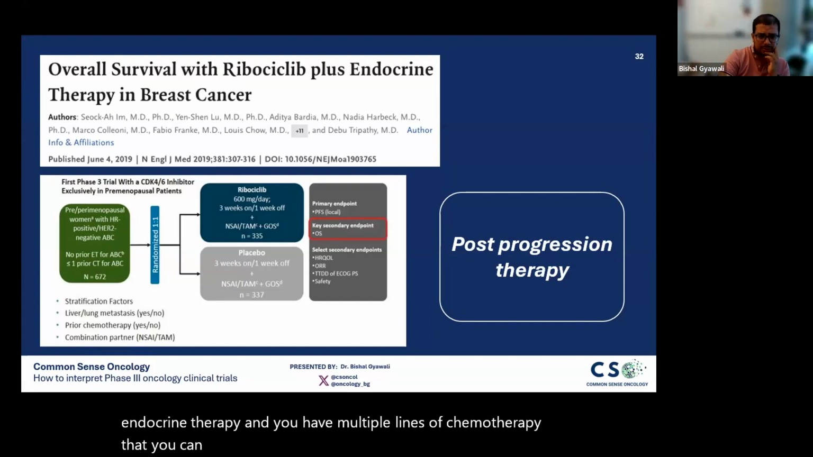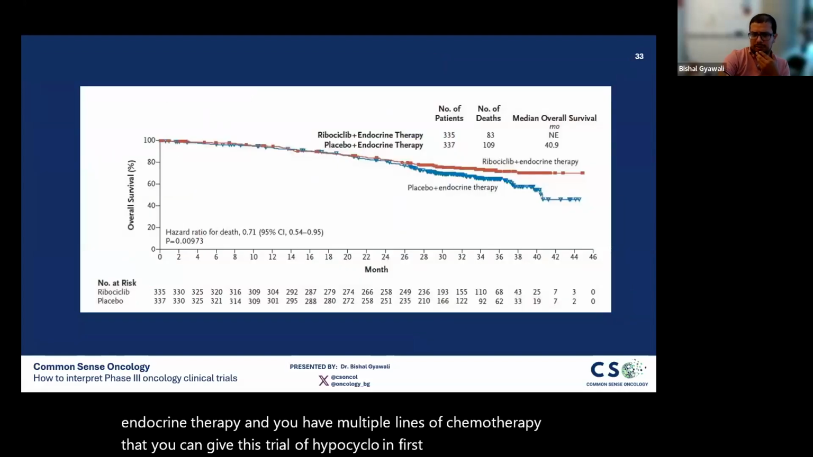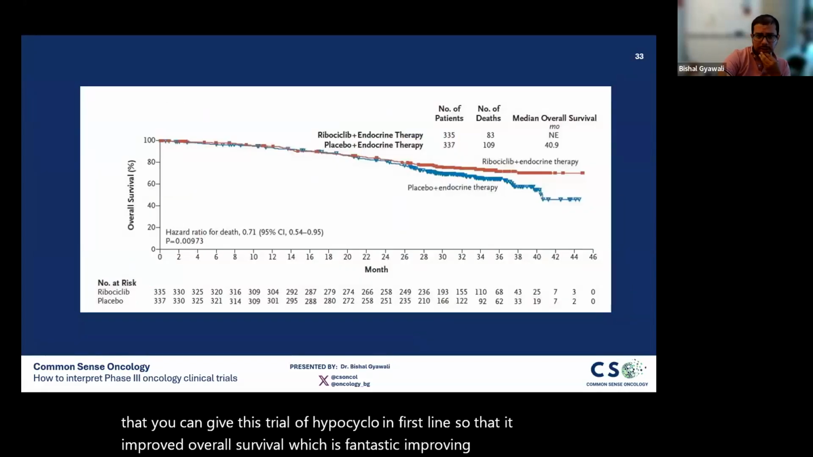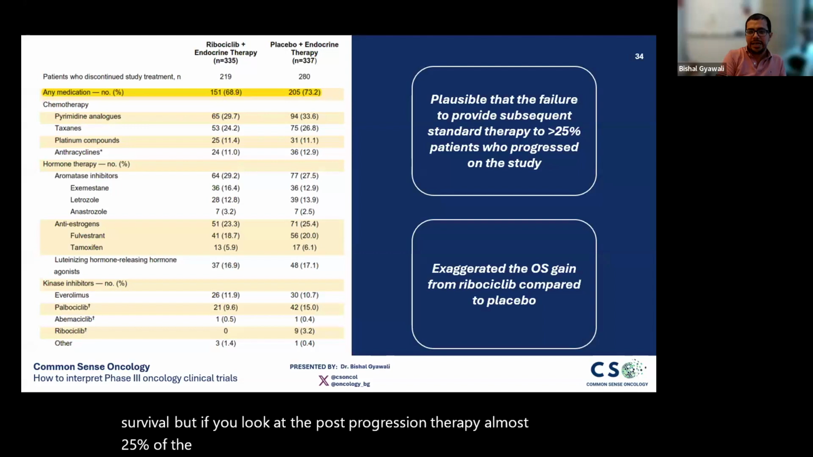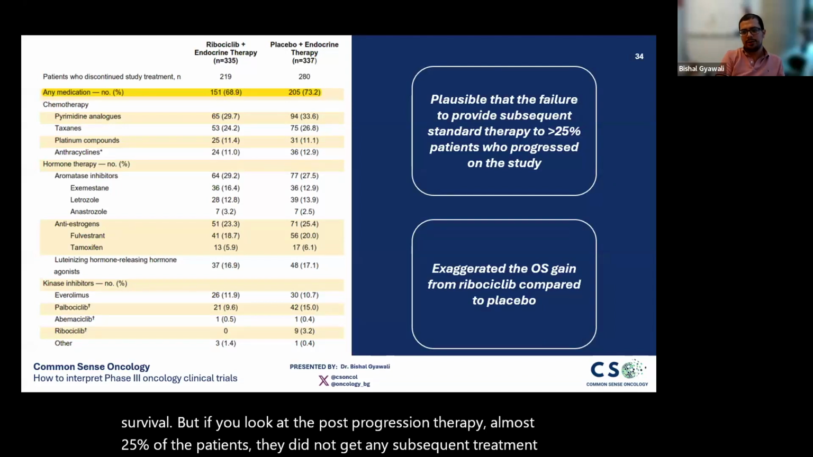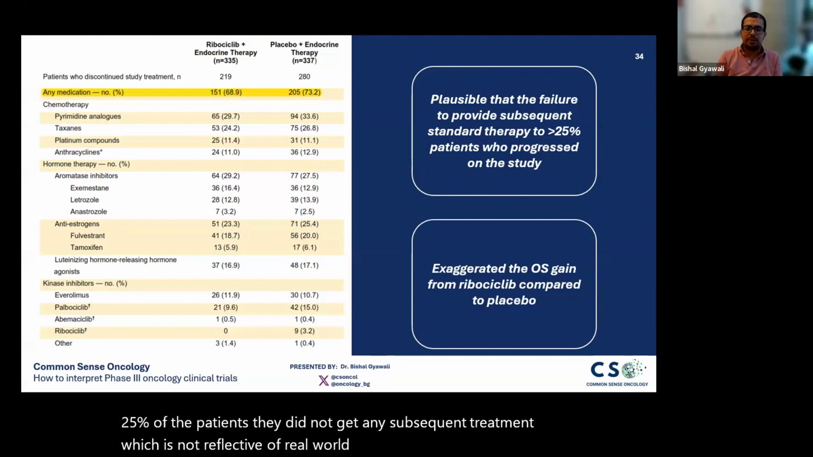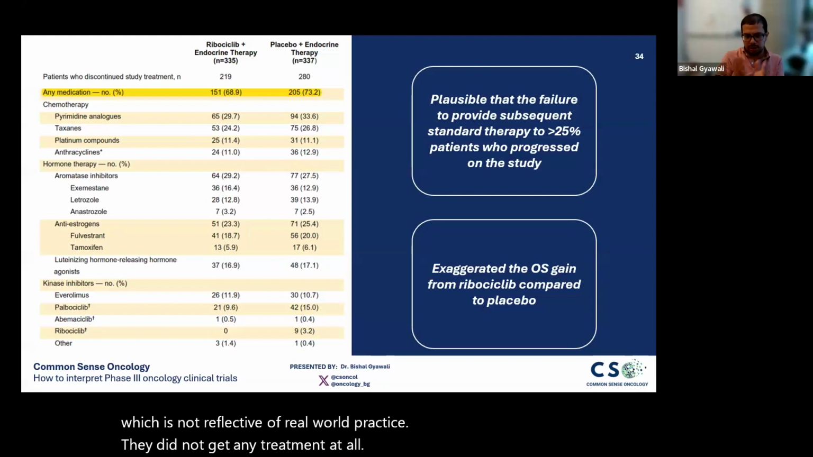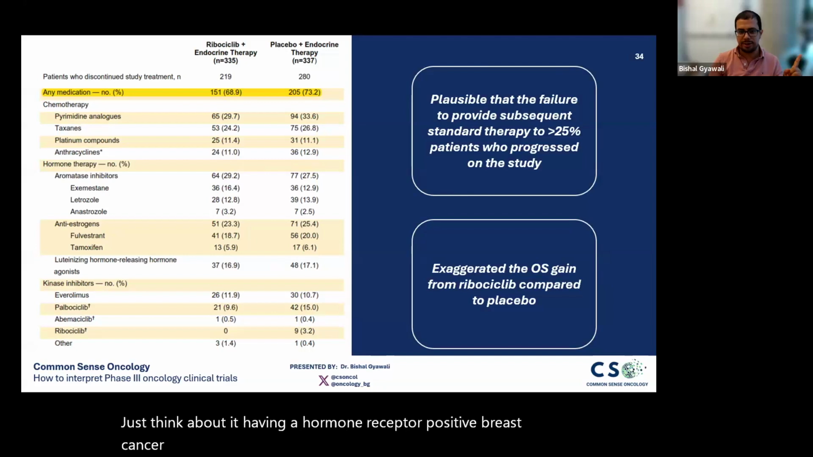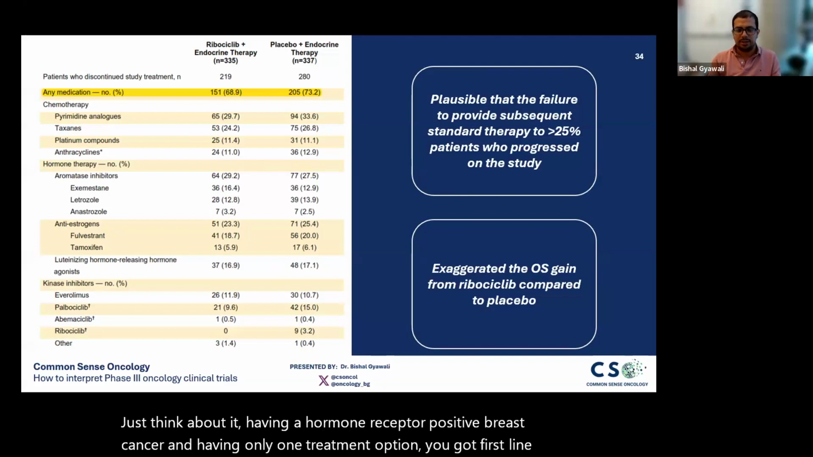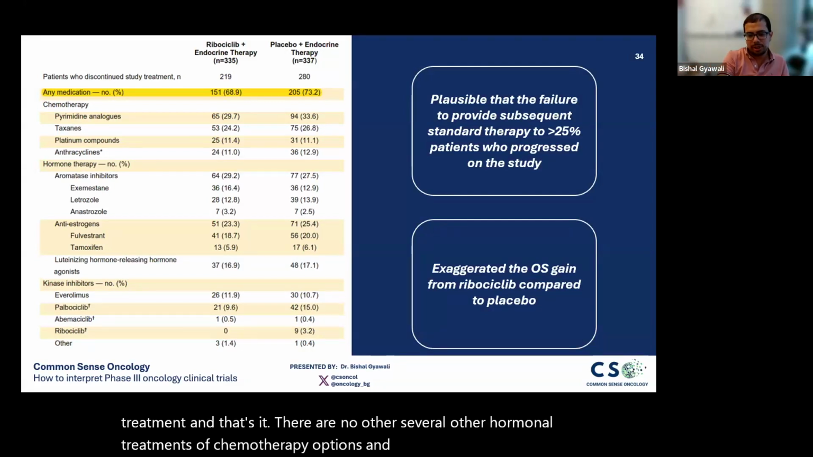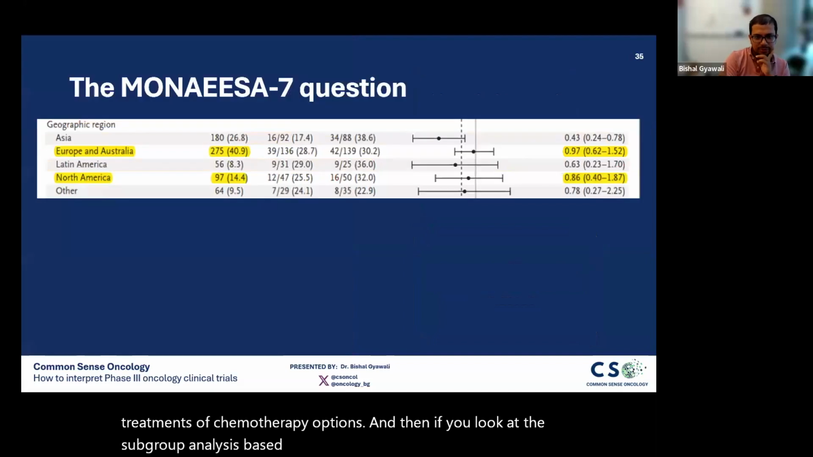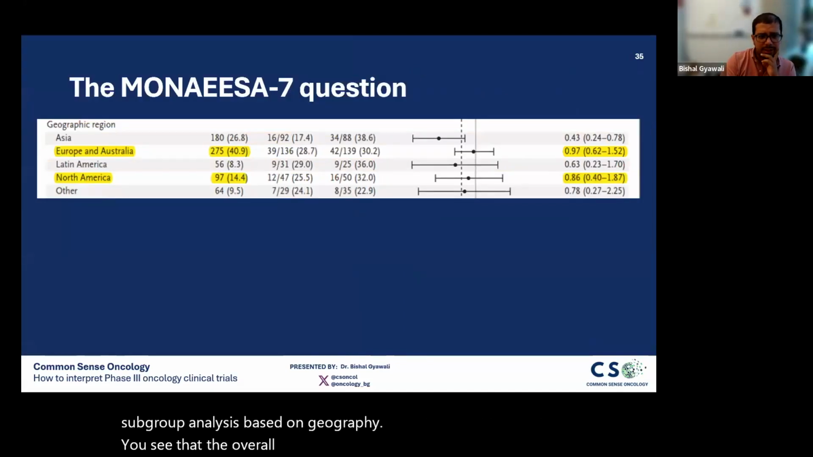This trial of ribociclib in first line showed that it improved overall survival, which is fantastic, improving overall survival. But if you look at the post-progression therapy, almost 25% of the patients, they did not get any subsequent treatment, which is not reflective of real-world practice. They did not get any treatment at all. Just think about it, having a hormone receptor positive breast cancer and having only one treatment option. You got first-line treatment and that's it. There are no other several other hormonal treatments or chemotherapy options. And then if you look at the subgroup analysis based on geography, you see that the overall survival benefit is almost entirely driven from patients in Asia.